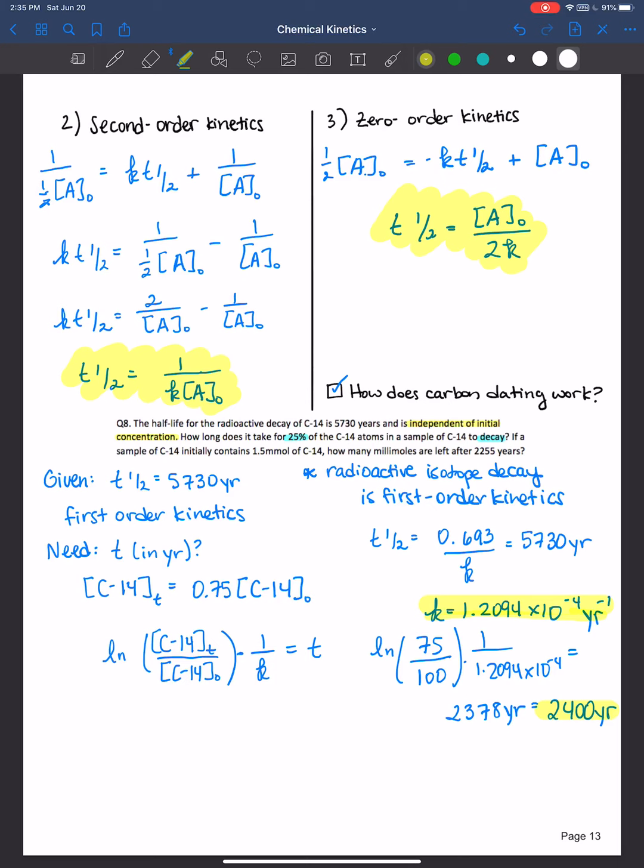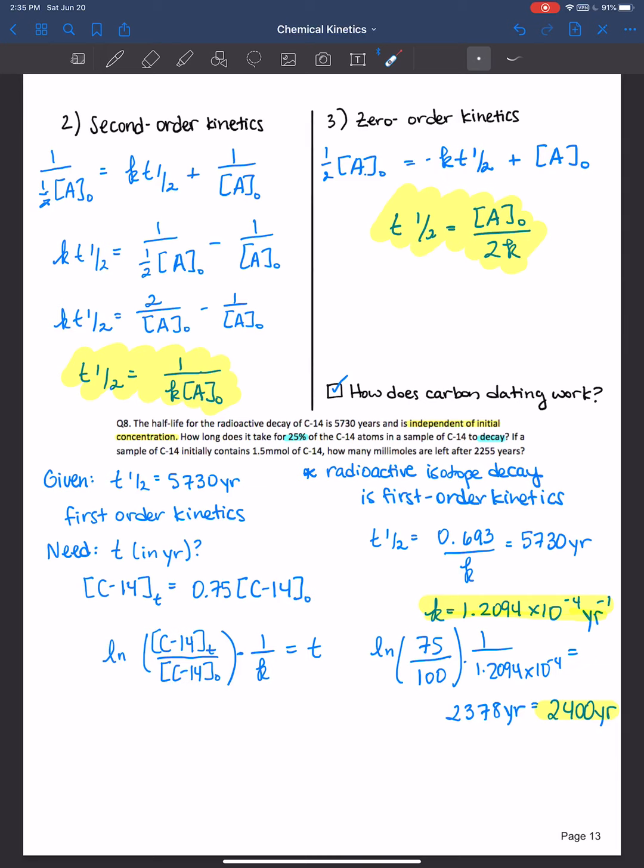And you should always ask yourself if this makes sense. We learned that for half of the sample to decay, it would take 5,730 years. So if only 25% of that decays, it should be approximately half, so about 2,400 years.